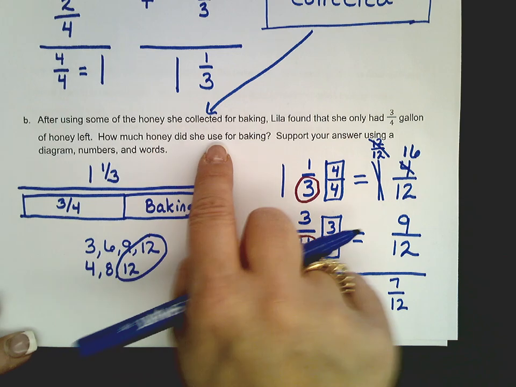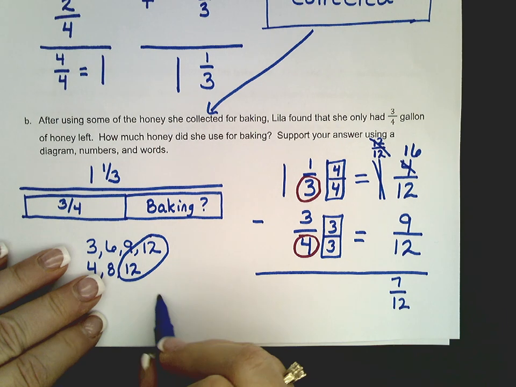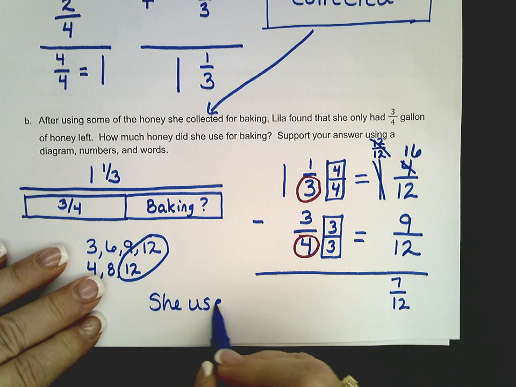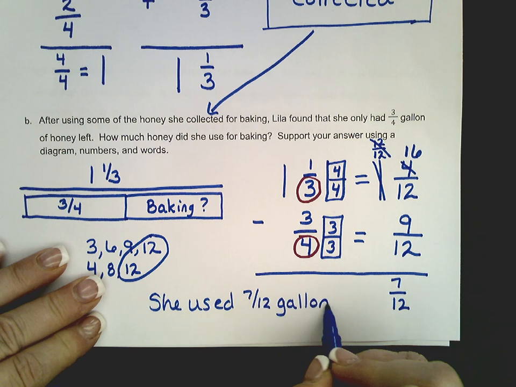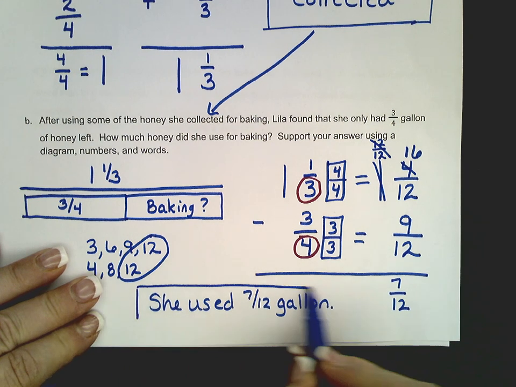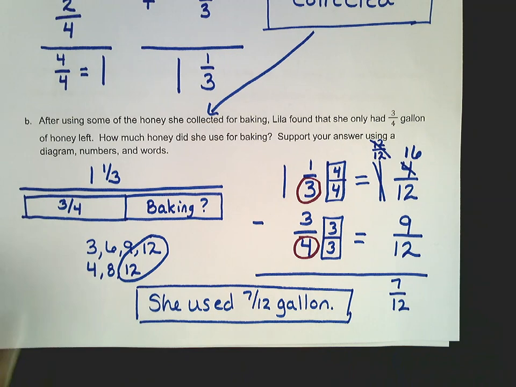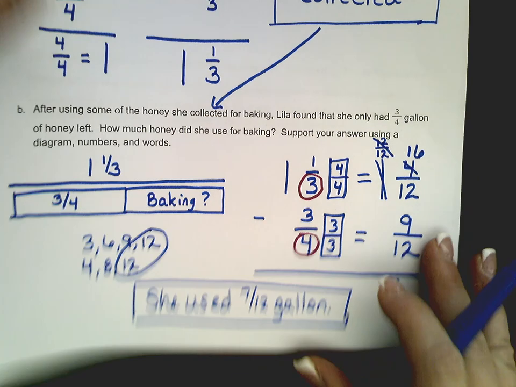How much honey did she use for baking? It was in gallons, so she used 7 twelfths gallons. And that's the final answer to that question. All right, let's move on to the third question.